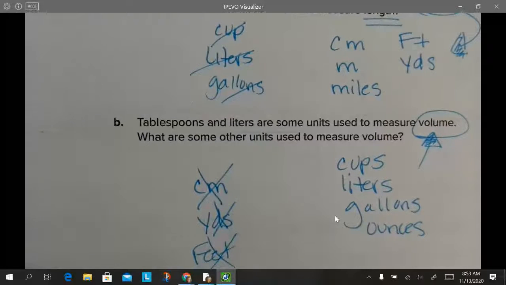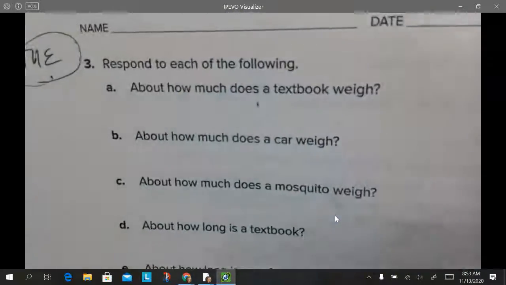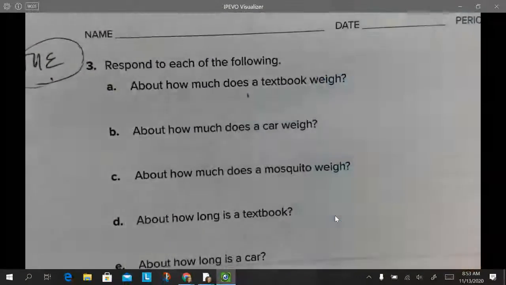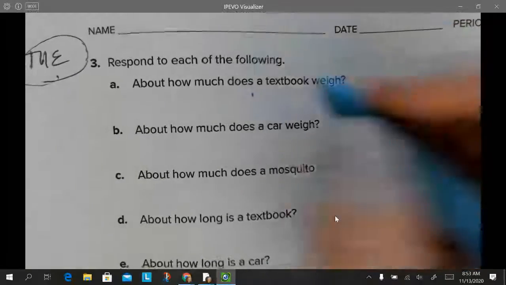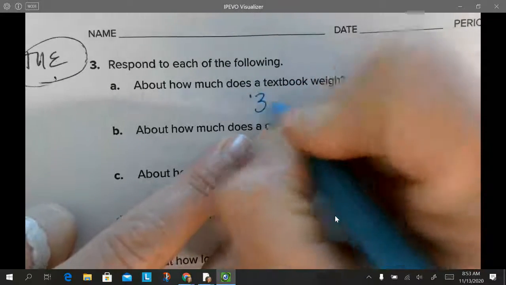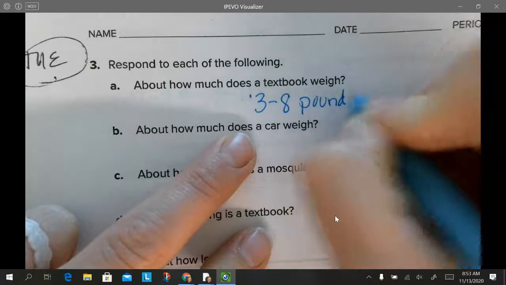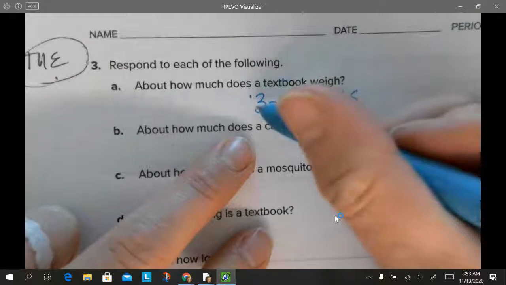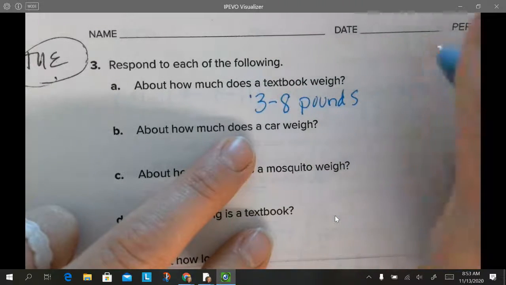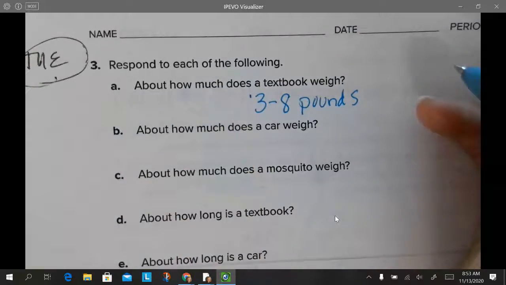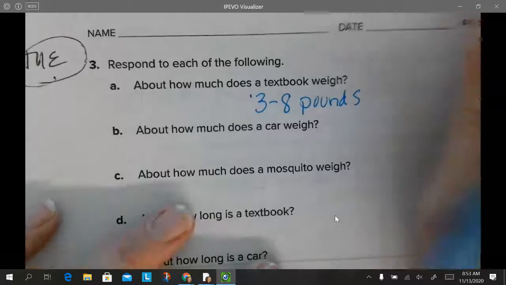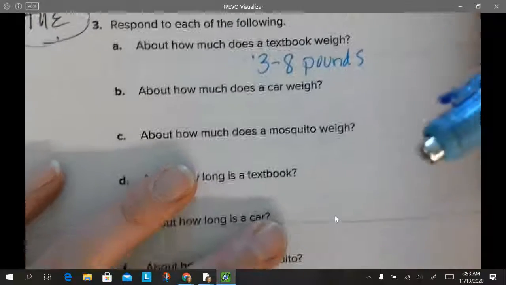All right, that's Monday. Let's take a look at Tuesday. All right, here's Tuesday. About how much does a textbook weigh? So if you're going to estimate how much a textbook weighs, you could say anywhere from 3 to, let's say, 8 pounds. I think that's a fair estimate. Anything below that, 3 pounds, and anything really above that 8 pounds is kind of hard to believe, a little unrealistic, okay?